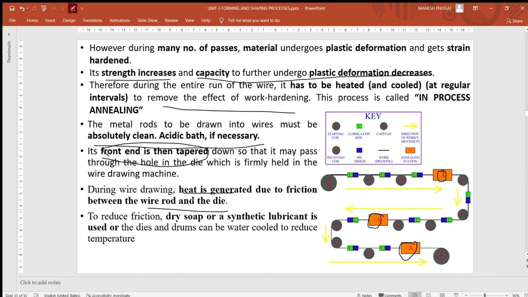To overcome this drawback, you can use either dry soap, allowing your wire to pass through the dry soap, or you can use synthetic lubricant. Dry soap will reduce the friction and will not allow heat to be generated. Or you can go for water cooling dies. You can cool your wire afterwards also, or use water cooling dies so that the temperature generated because of the friction force is reduced.